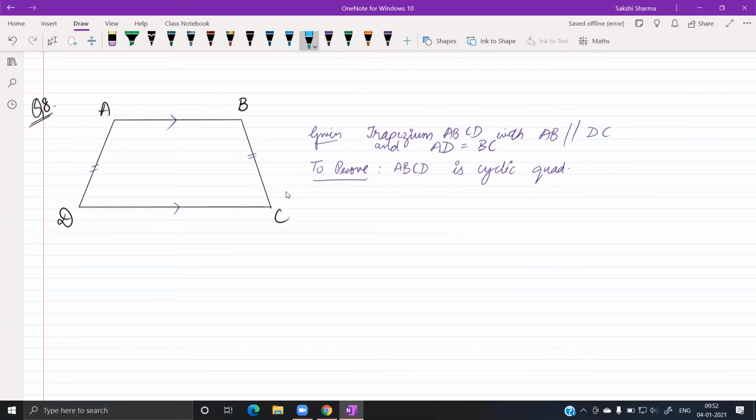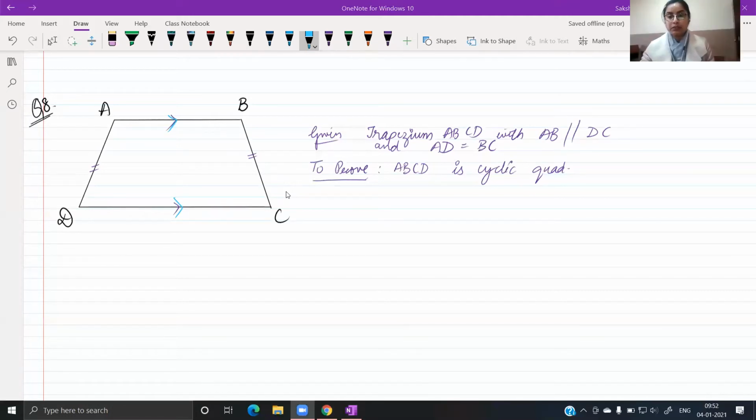So you're given trapezium ABCD, a pair of parallel sides, AB and DC are parallel. The other pair of opposite sides is equal, AD is equal to BC. You want to prove that ABCD is cyclic. So we shall prove that opposite angles are supplementary. This is the only way you can prove a quadrilateral to be cyclic. Opposite angles are supplementary. So somehow we want to obtain the sum of A and C as 180 and B and D as 180. You do not need to prove it for both pairs. If you prove one pair of opposite angles supplementary, you can still say the quadrilateral is cyclic.